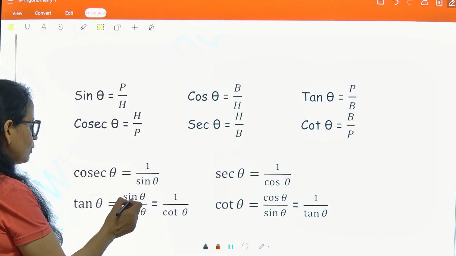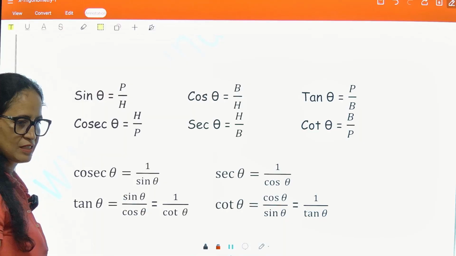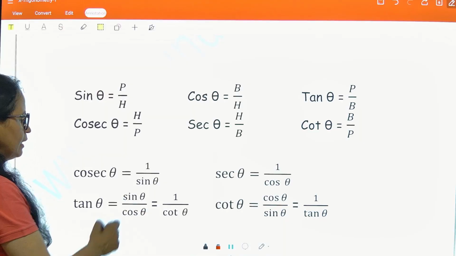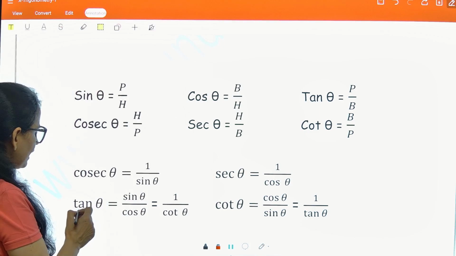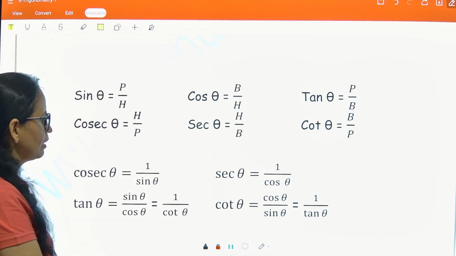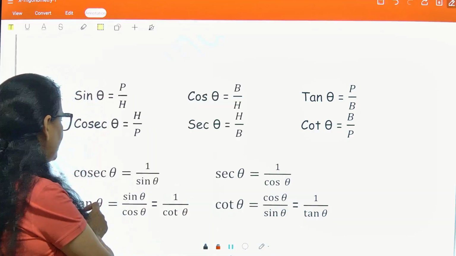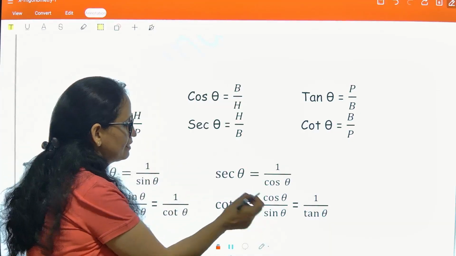Also tan is equal to sine theta upon cos theta. We have seen this, the relation between tan theta and sine theta and cos theta. So tan theta is sine theta by cos theta and cot theta is inverse of tan theta. So it is equal to cos theta by sine theta.